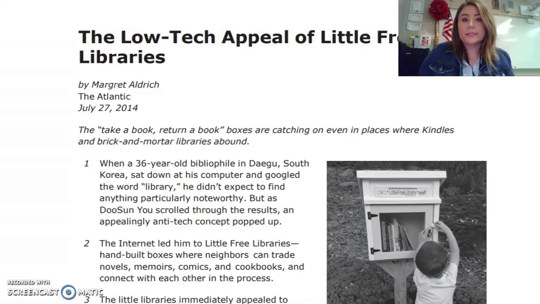I work in Spring Branch ISD, and my school is a pretty heavily ESL populated school, I would say. I do teach English and reading, which is kind of a struggle for some of our students. So I know that I have a lot of English language learners in my classroom.